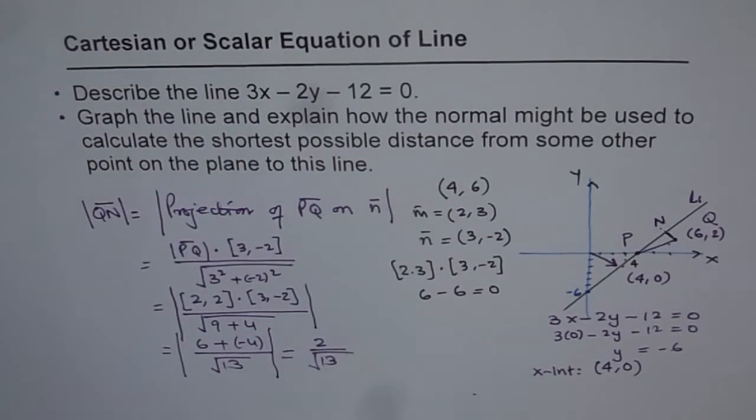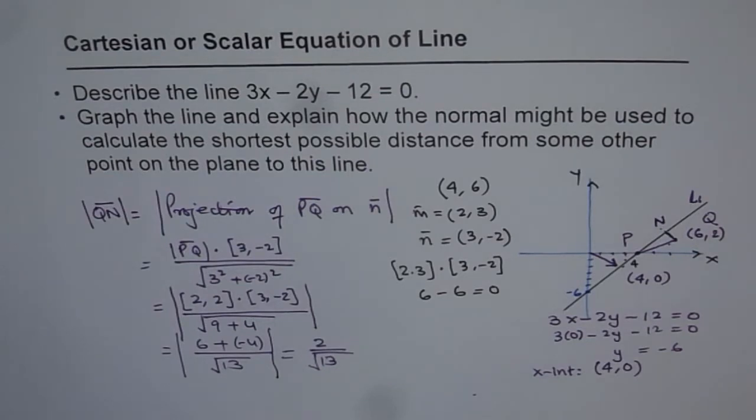So I hope you understand the significance of the normal with respect to the line given to us and this form of equation. This form of equation is used widely to find the shortest distance from a point which is not on the line. Well, if the point is on the line, you'll get 0. So the shortest distance will be 0 also, right? That is also the correct answer. And that's how we can apply this and find the shortest distance from any point.